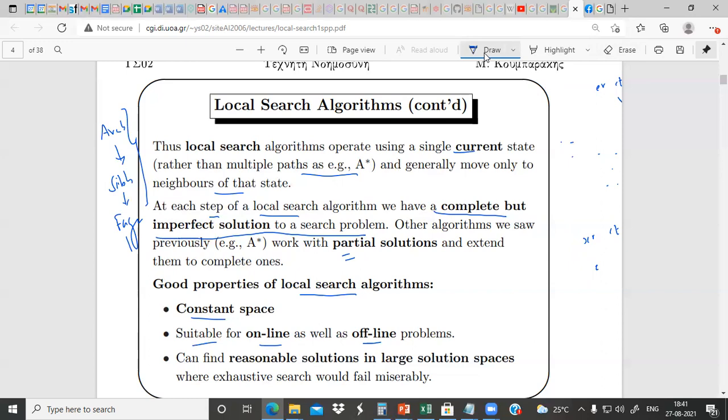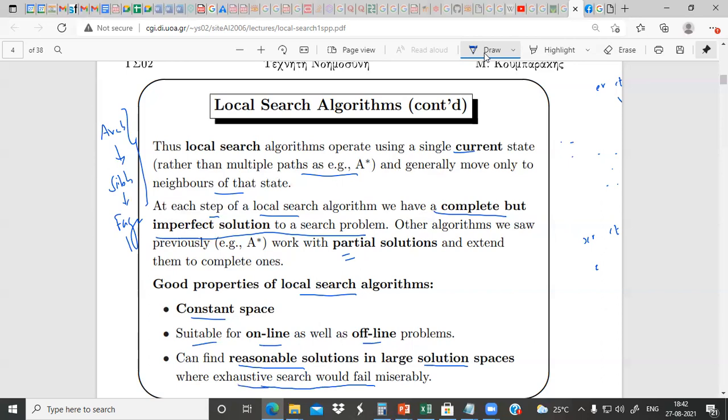Or it can also be used for offline problems. It can find a reasonable solution in large solution spaces, that is state spaces, where exhaustive search would fail miserably.